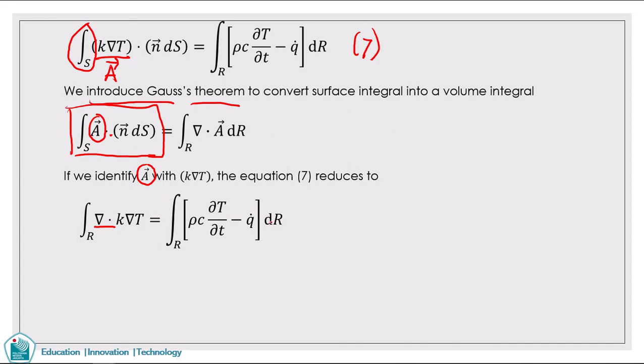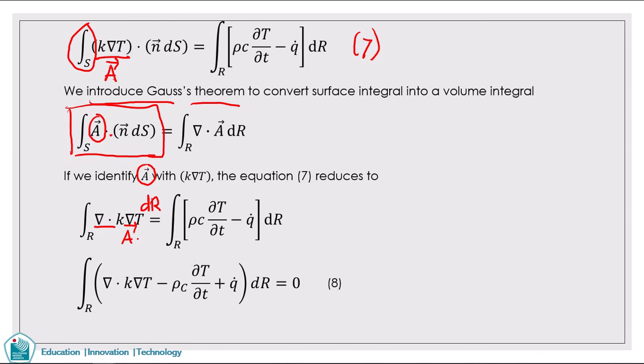Equal to this equation. Sorry, there should be another dr here. Sorry. So del dot K del T, this is the A, dr. Okay, I forgot to put dr here. And finally, we can rearrange the equation into equation 8.